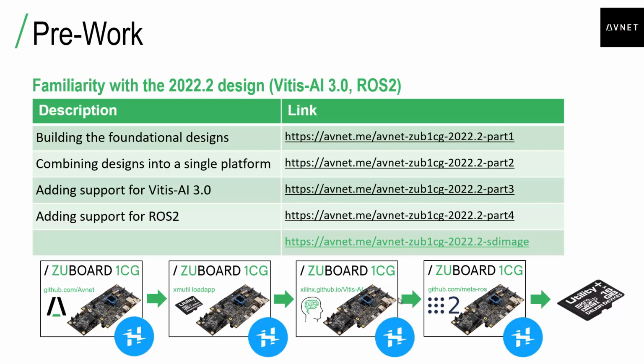Our robotics applications will be accelerated and deployed on the ZU board. First, using AMD's Vitis AI to accelerate the image classification model, and finally integrated into a ROS2 graph to create our final robotics application. For the sake of time, this will be done with the pre-built SD card image shown in the link here. If you want to understand how this SD card image was created, please follow the series of 4 Hackster projects illustrated in this slide.